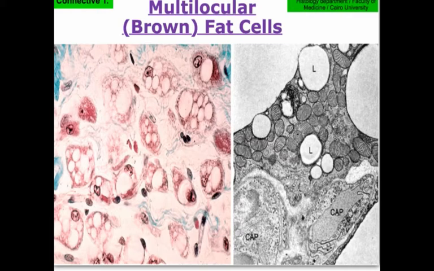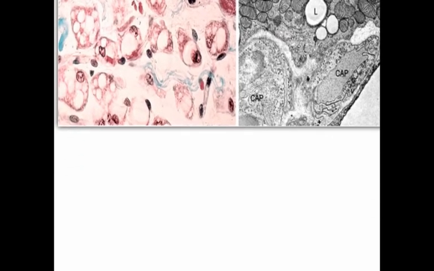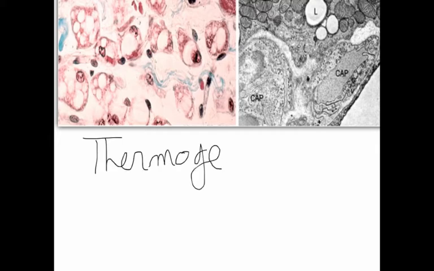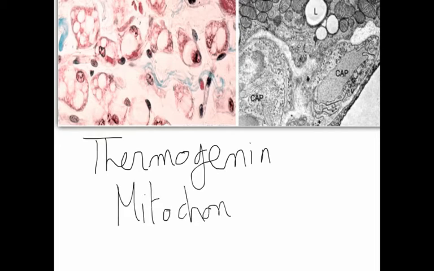The function here is heat production or heat generation and not heat insulation. What is the cause of heat generation here? The cause is that this cell contains a protein called thermogenin. This protein is present in the mitochondria, and it is a specific marker for the brown cells.